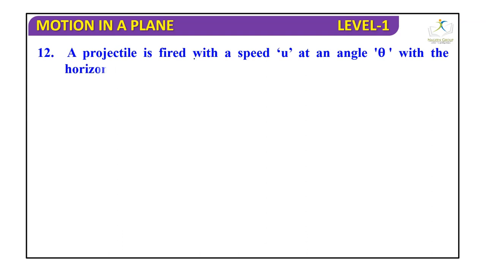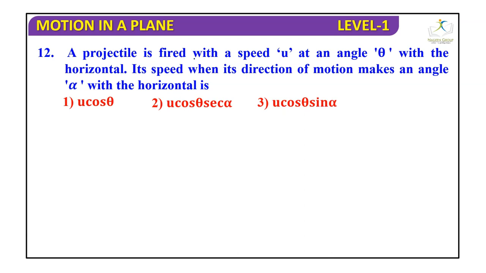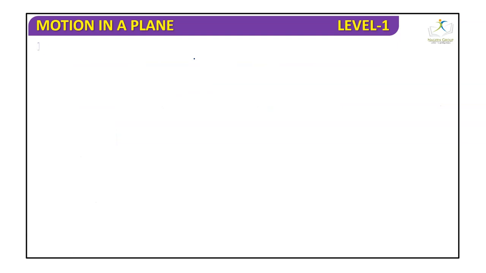Next question is, a projectile is fired with a speed u at an angle theta with the horizontal. Its speed when its direction of motion makes an angle alpha with the horizontal is: u cos theta sec theta, u cos theta sin alpha, u cos theta cos alpha. Solution: u cos theta is equal to v cos alpha. So v equals u cos theta divided by cos alpha, which gives the value u cos theta sec alpha. The correct option according to this is the second.